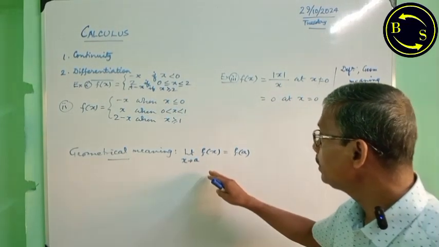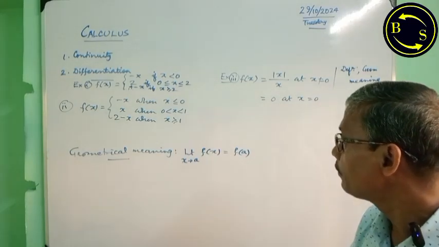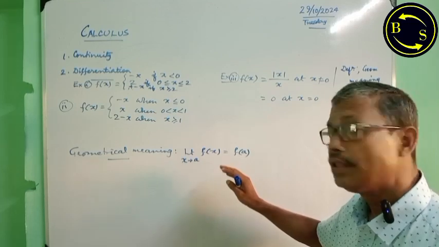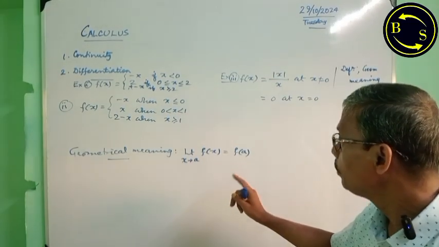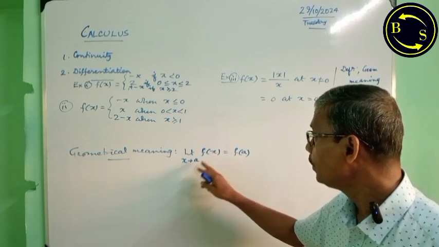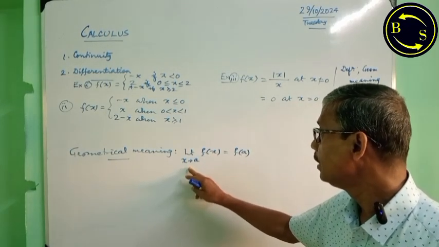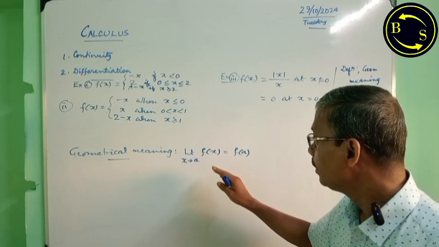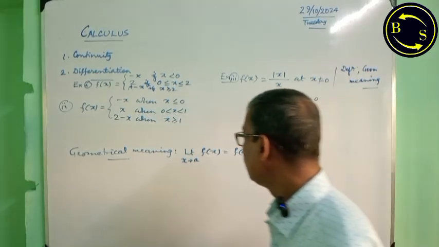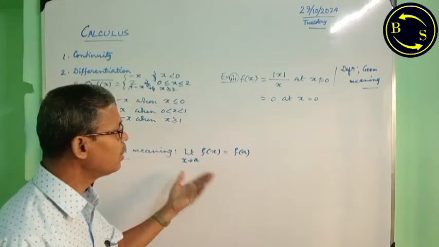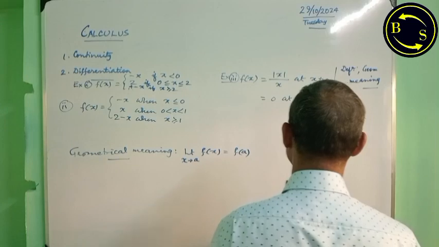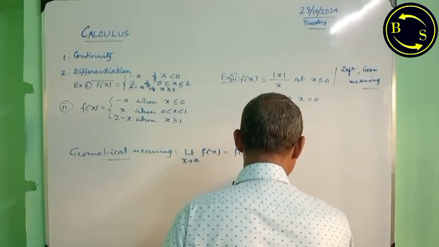The geometrical meaning is that if we draw the graph of y equal to f(x), then we will find that the limiting value of f(x) as x tends to a and f(a), these two are equal. That means there will be no break. Let us take one rough sketch.